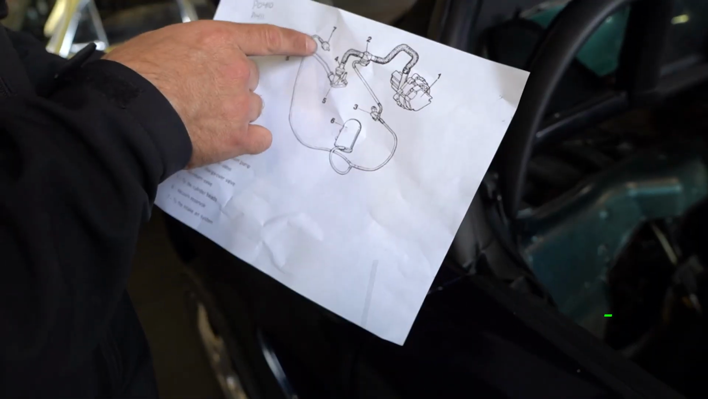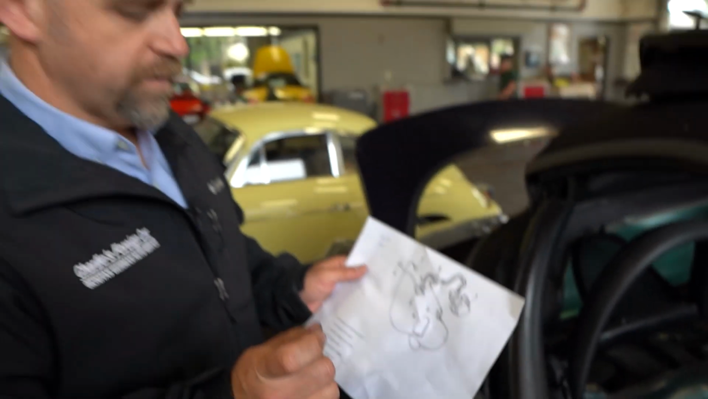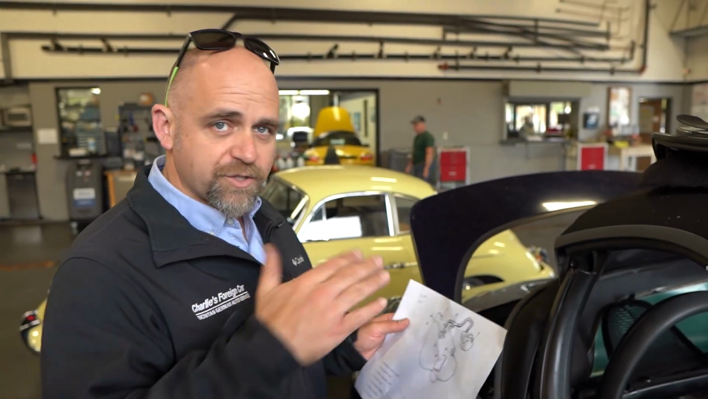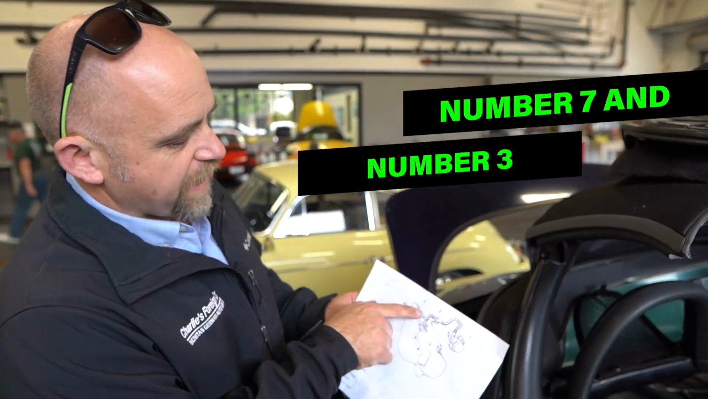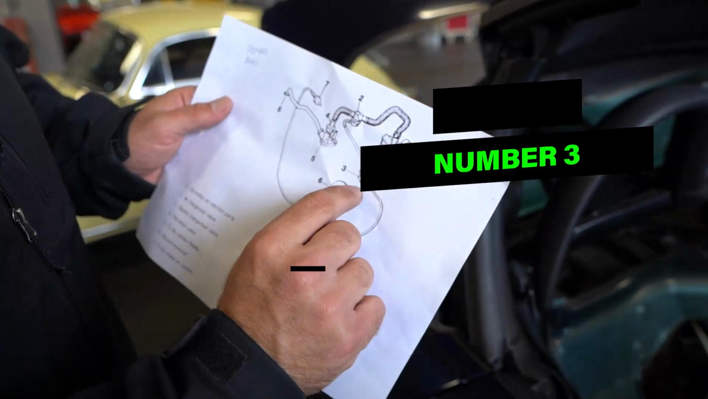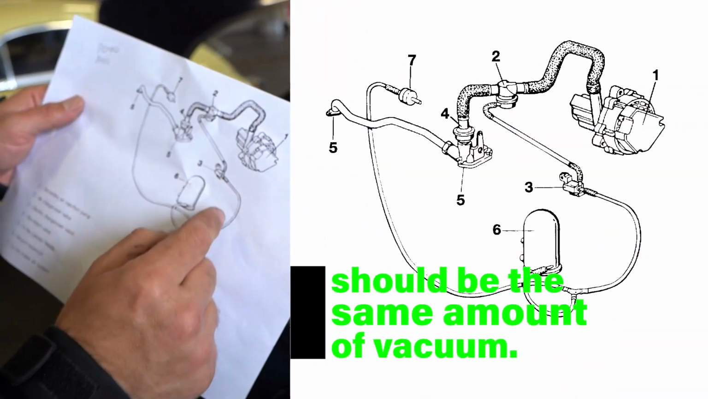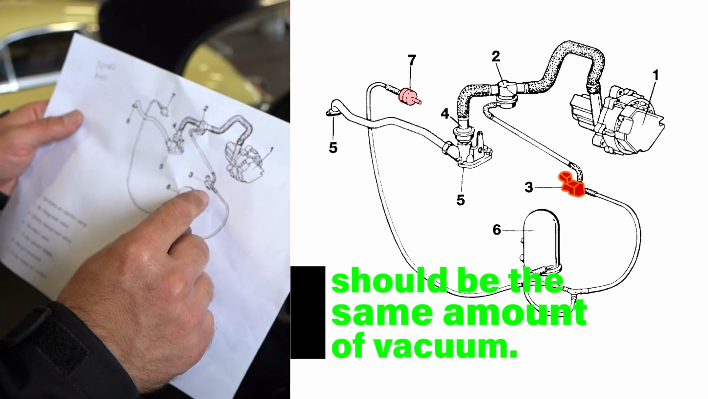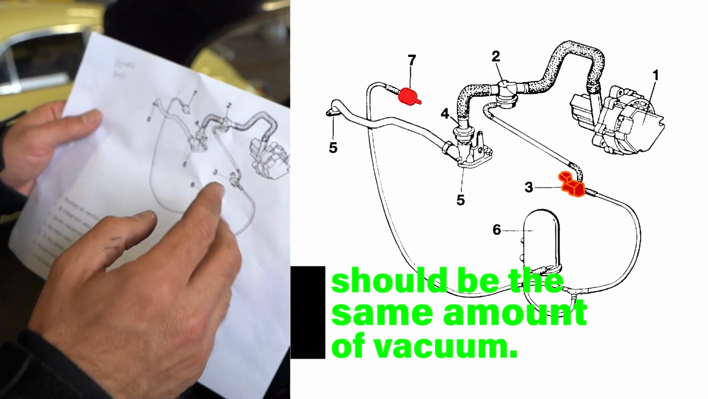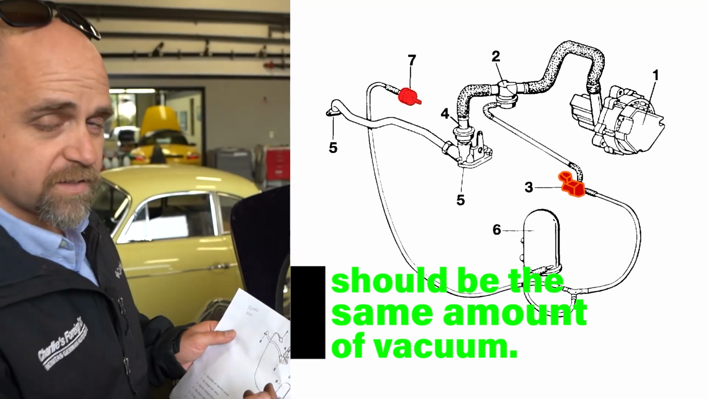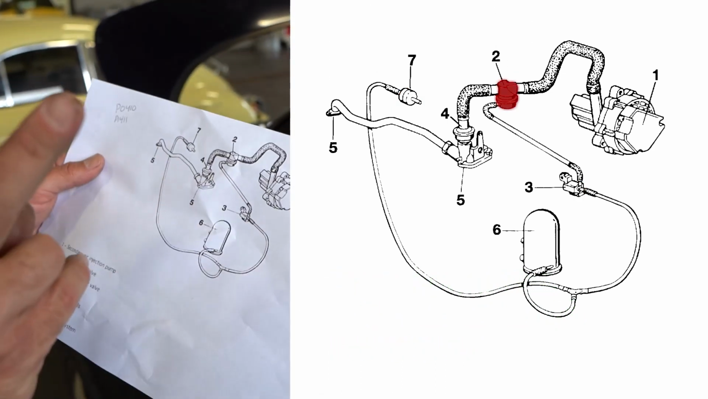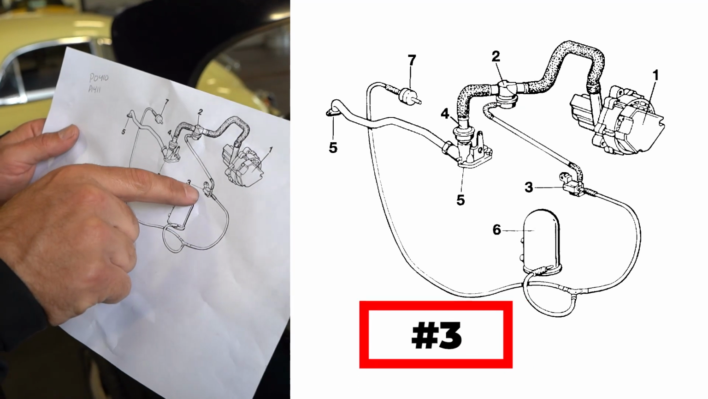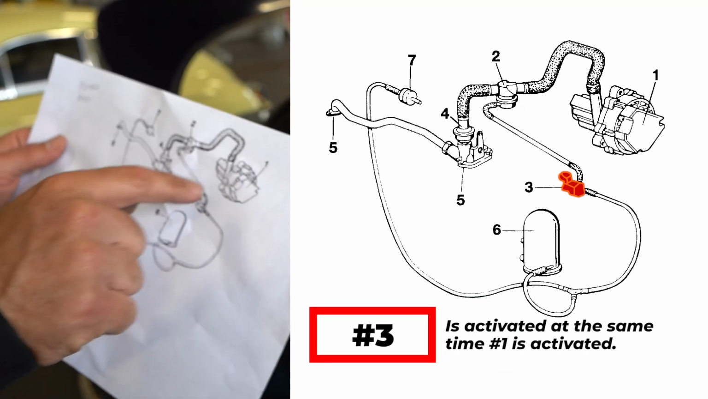We want to make sure that the same vacuum source, however many inches of vacuum you're going to watch with your gauge, is at the input to number 3, which is our electric changeover valve. You could kind of skip this step and go all the way to the connection at number 2 as long as you know a couple things. Number 3 is activated at the same time number 1 is activated.